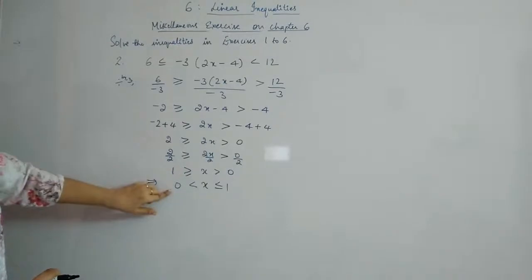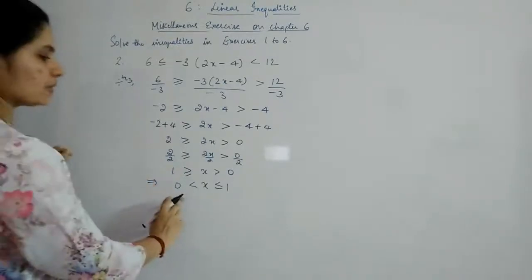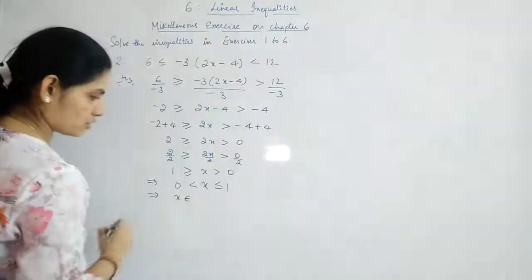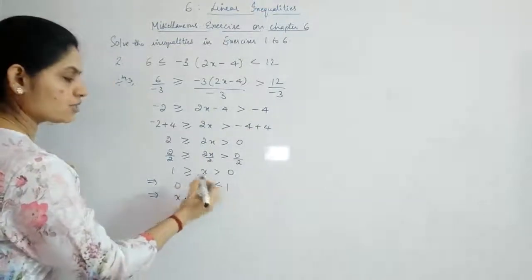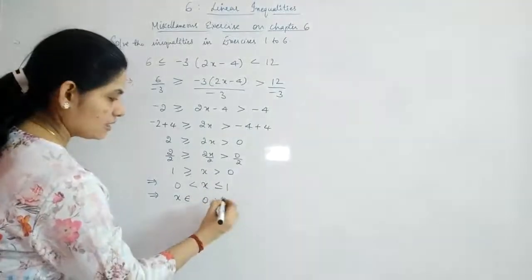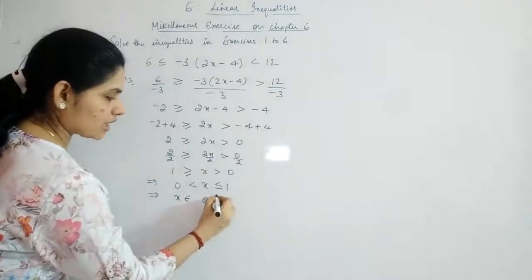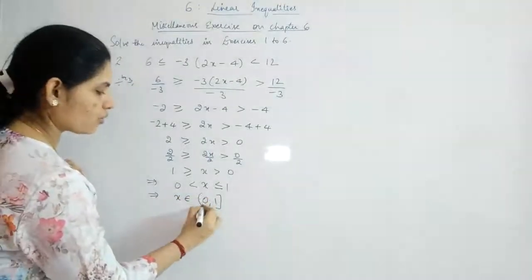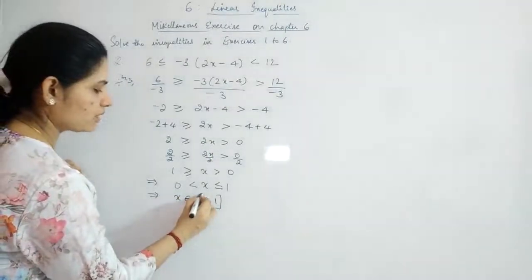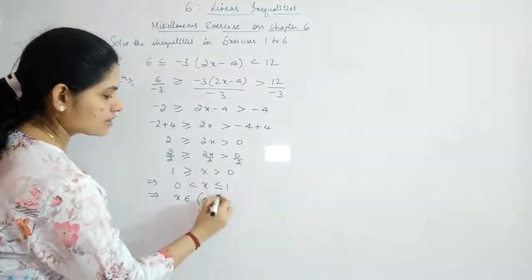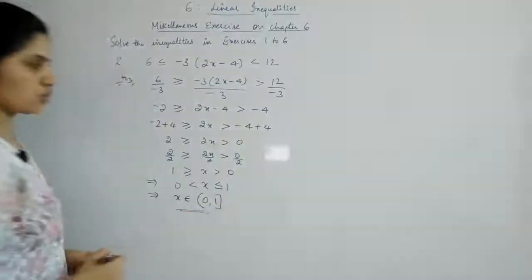Rather than this will be more easy to understand. And what is the meaning of this? How can you represent this? That is x belongs to, x can take any value between 0 and 1 including 1. So it will be 0, 1, but since here you have equal to sign, this will be closed interval, and here you have only less than, so it will be open interval. Okay, this is open and the right side is closed. So this is your solution. Okay.